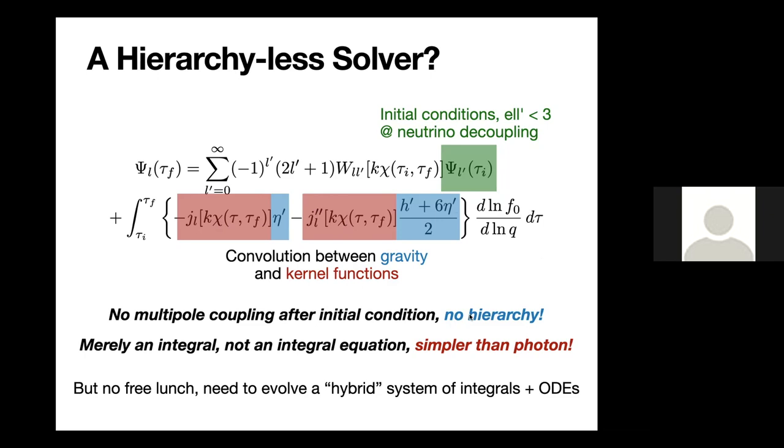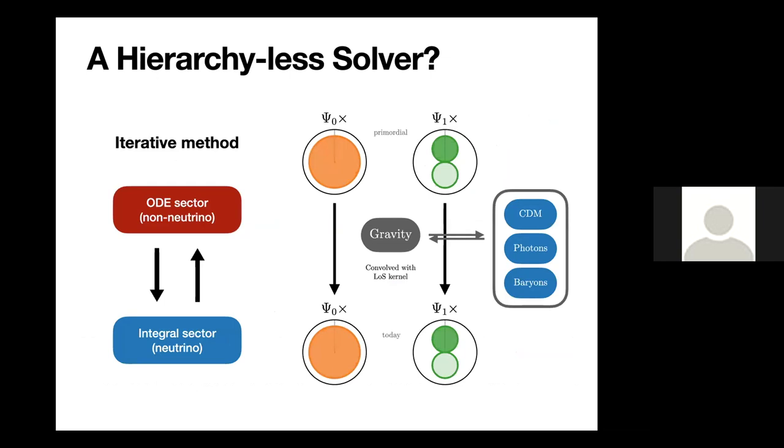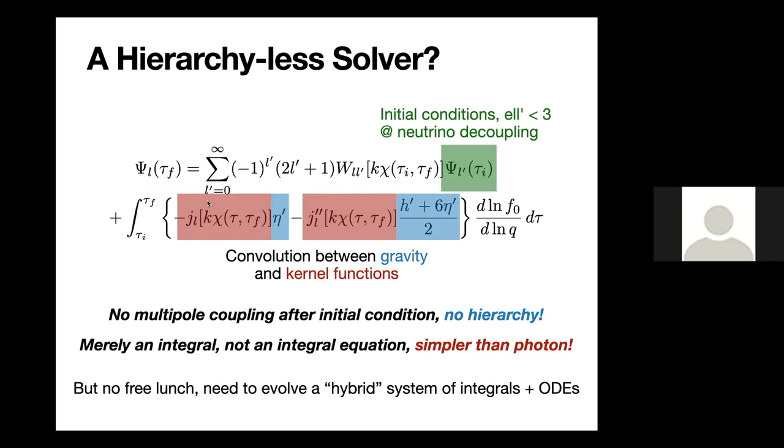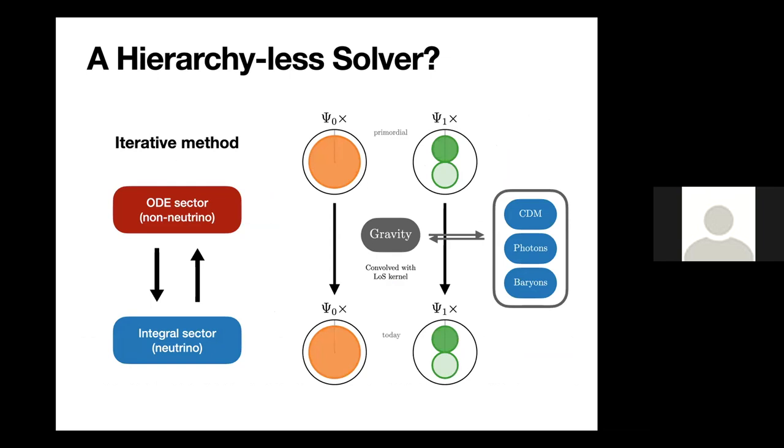This is good, but there's no free lunch, obviously. We now need to evolve a hybrid system of integrals plus ordinary differential equations: integrals describing the neutrinos and ordinary differential equations describing gravity and the rest of the system. So this is sort of a chicken and egg problem, because to evaluate the multipoles you need to know gravity, but the evolution of gravity also depends in part on the evolution of the neutrino multipoles. So we choose to do this iteratively. This equation is true for every l, but we only take the monopole and dipole cases simply because that's what the neutrino sector is talking to gravity through.